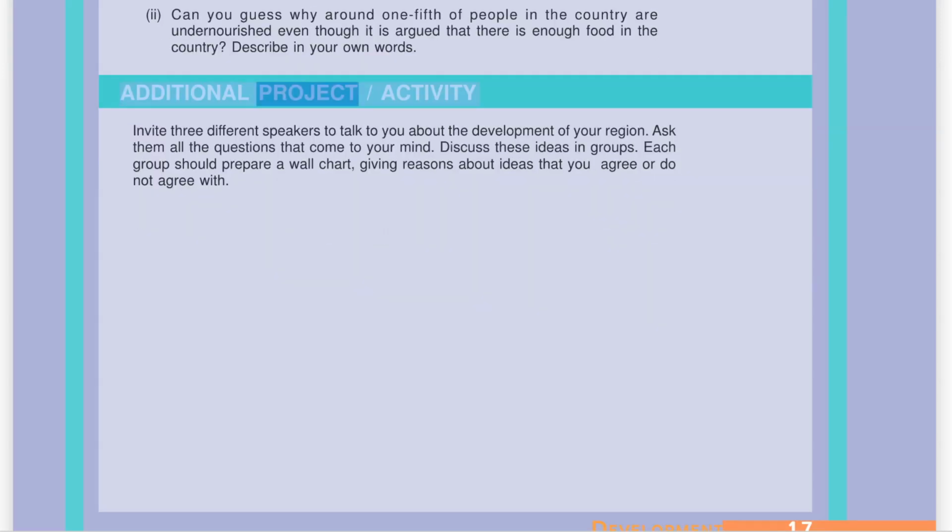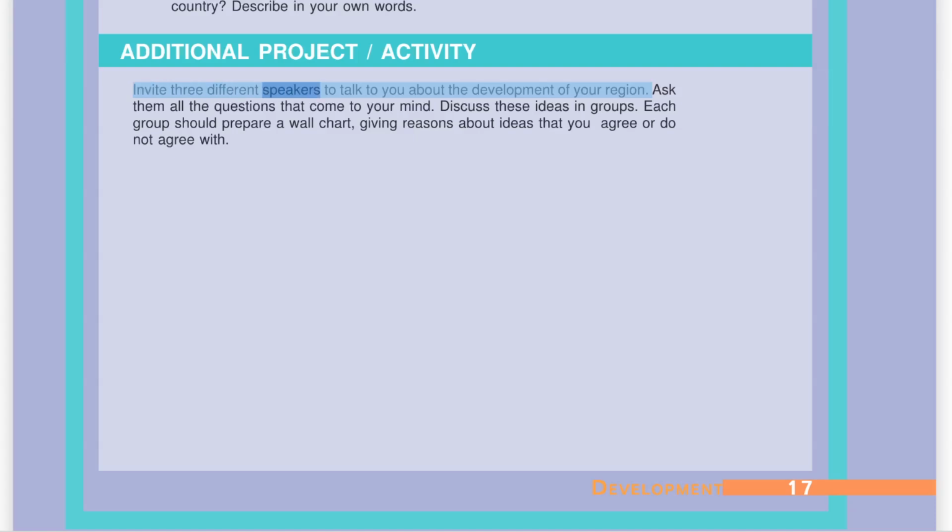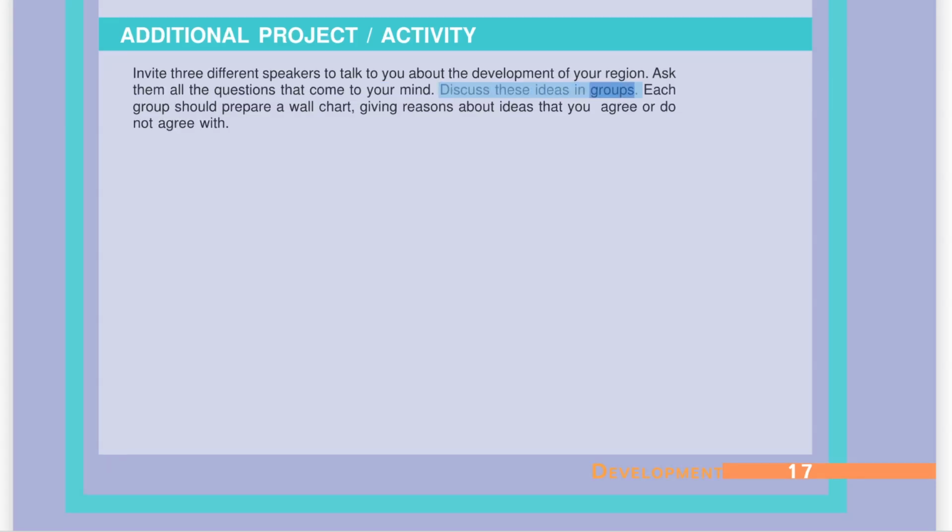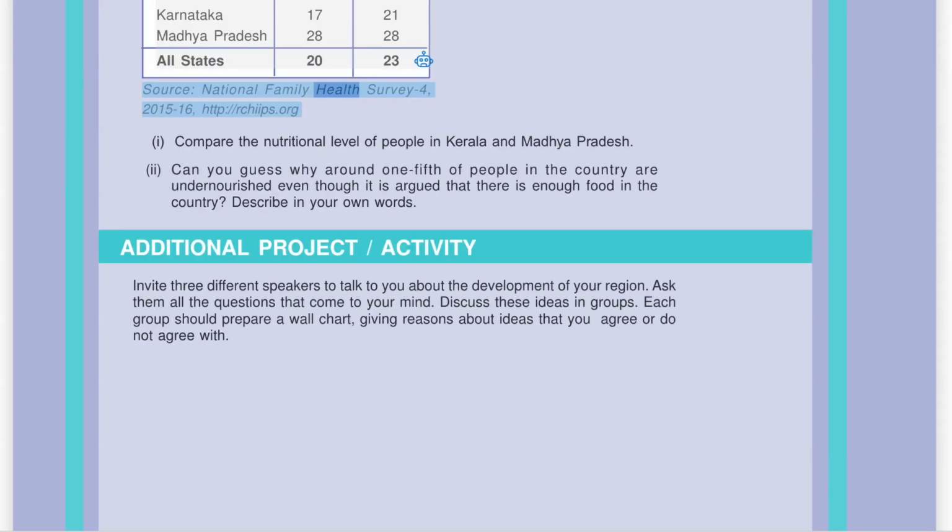Additional project/activity. Invite 3 different speakers to talk to you about the development of your region. Ask them all the questions that come to your mind. Discuss these ideas in groups. Each group should prepare a wall chart giving reasons about ideas that you agree or do not agree with. Source: National Family Health Survey for 2015-16.